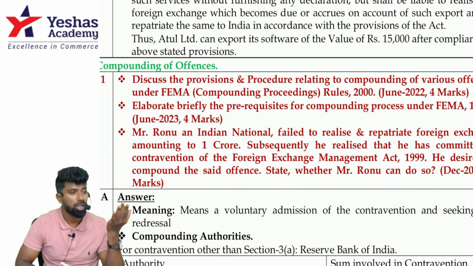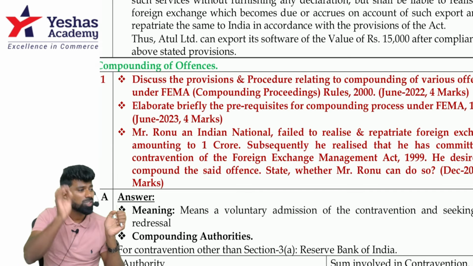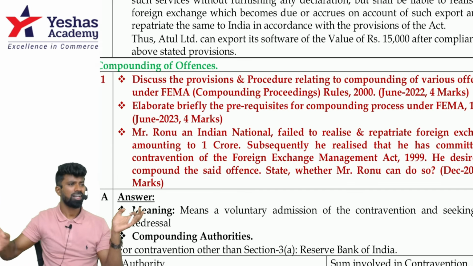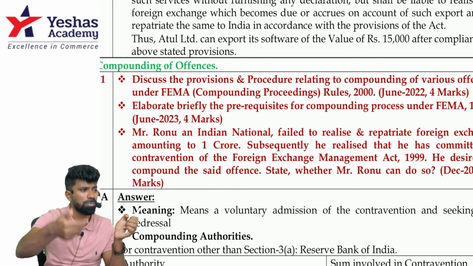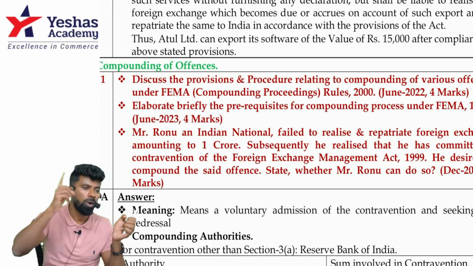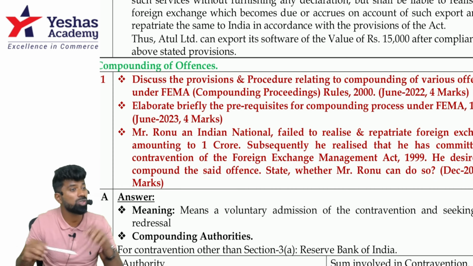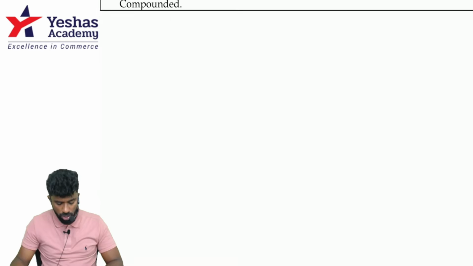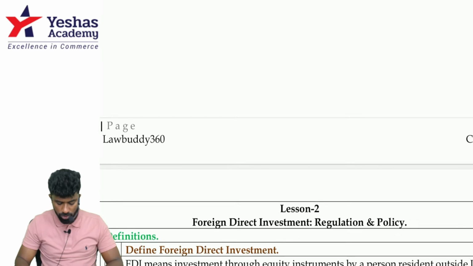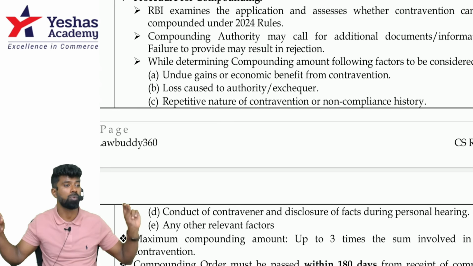That is called compounding. He will make an application to whom? RBI or ED? ED is only for what? Section number 3. For everything else, who comes up? RBI. How much fee will you pay? 10,000 plus how much? 18%. How do you make the application, online or offline? Both. Within how many days should you file this application? 180 days. Yes or no? These are the questions which might come in the examination based on FEMA.